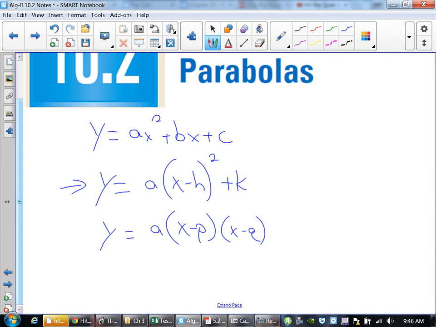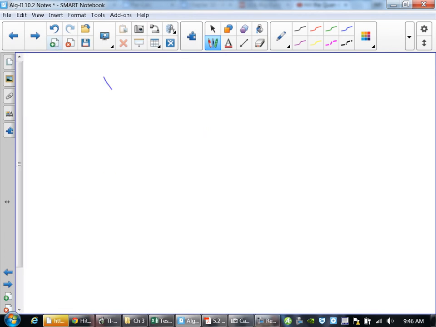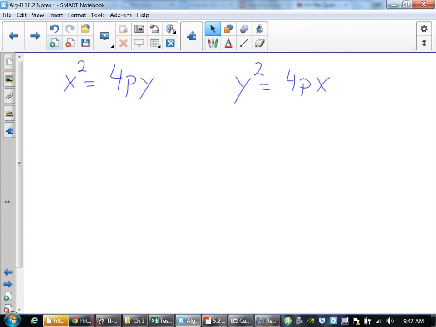So we have this new form that's going to look like this: x squared equals 4py, and y squared equals 4px. These are conic form, for when the parabolas are centered at the origin. An x squared parabola centered at the origin is going to go up or down. That's what we're looking at here, this whole unit. They're conics.